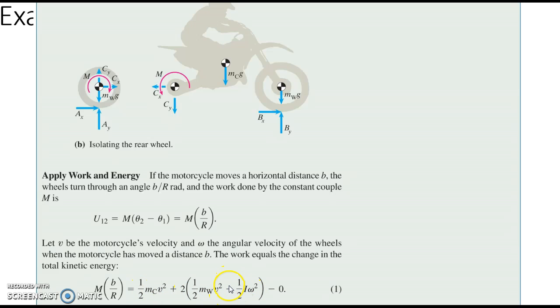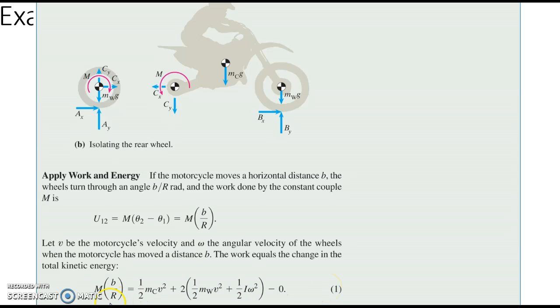Now what's going on here? The kinetic energy for a body that's rotating and translating is given by the half m v squared term plus the half I omega squared term. Well, both wheels are translating and rotating, so that's where this comes from. And the body itself, the rider and the bike frame, have a kinetic energy of half m c v squared. So we have equation 1.